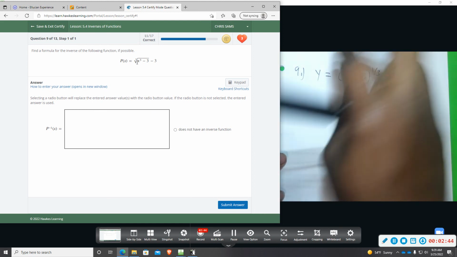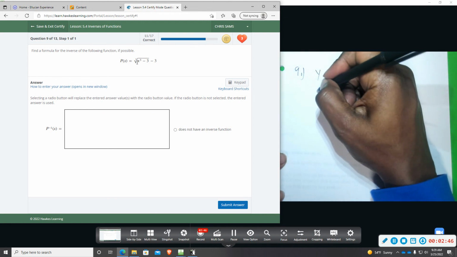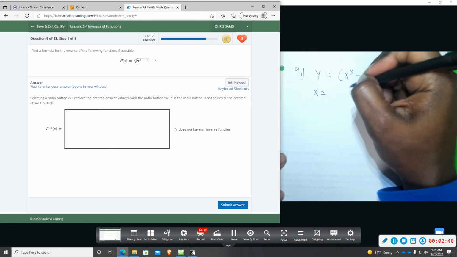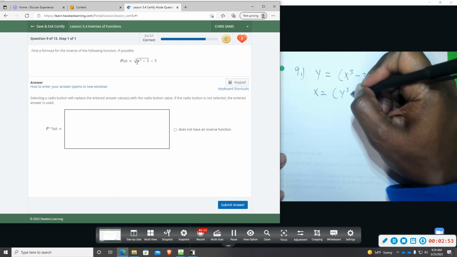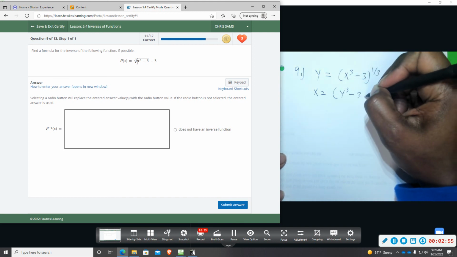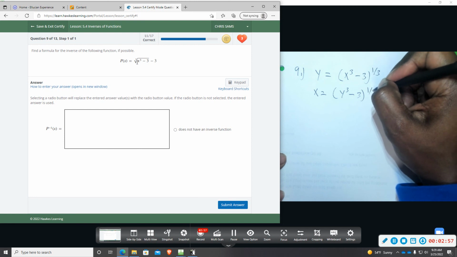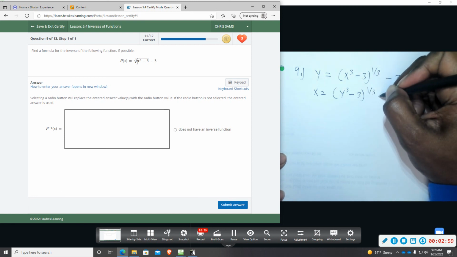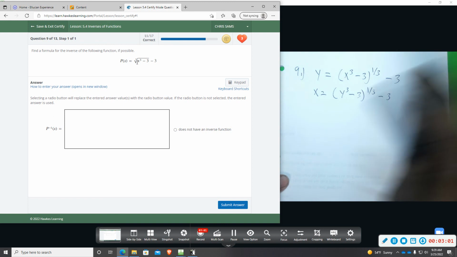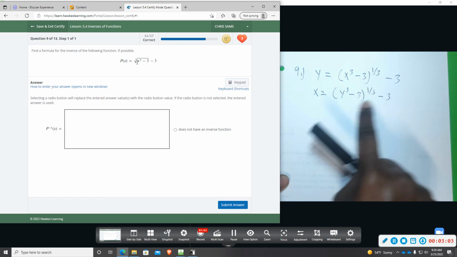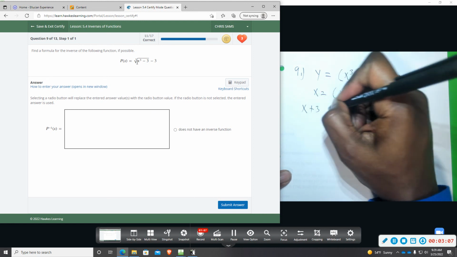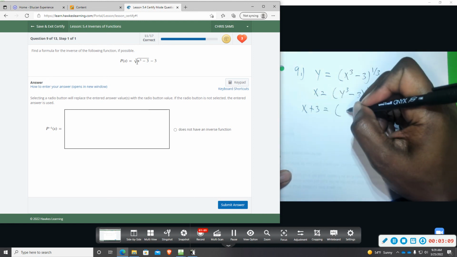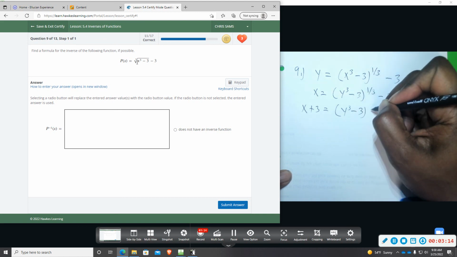I just want you to see them all the same, no matter if it has a radical or a power. We're going to replace x and y, change their positions. So this is now x equals parentheses y cubed minus 3, close, raised to the 1/3 power, and then minus 3. So we're going to start solving. We're going to add this 3 to both sides. So it's going to give us x plus 3 equals parentheses y cubed minus 3 to the 1/3 power.